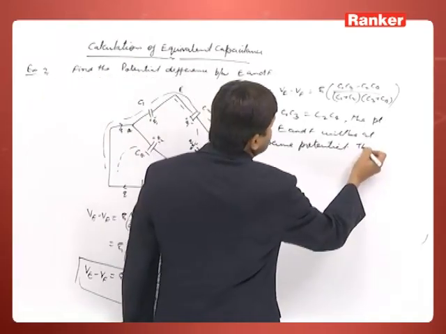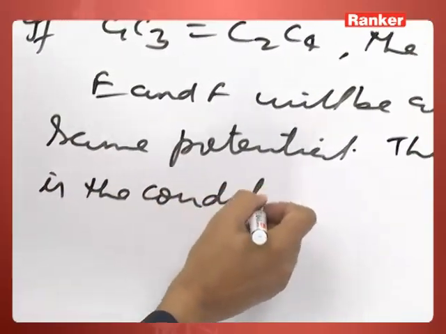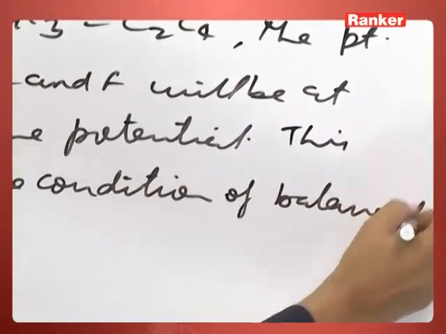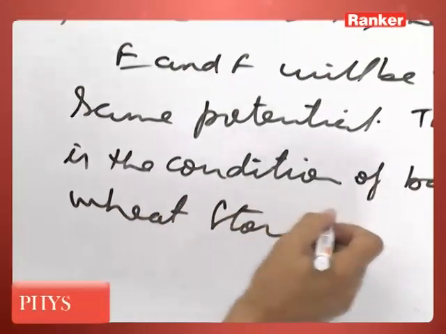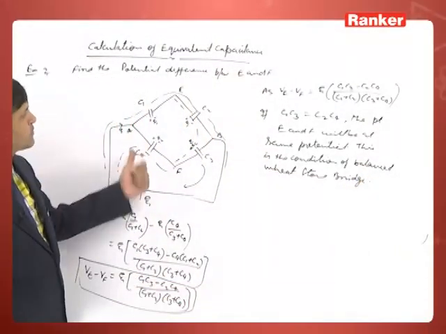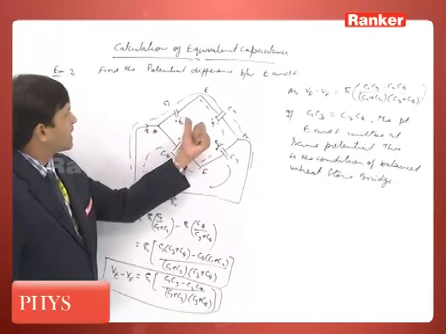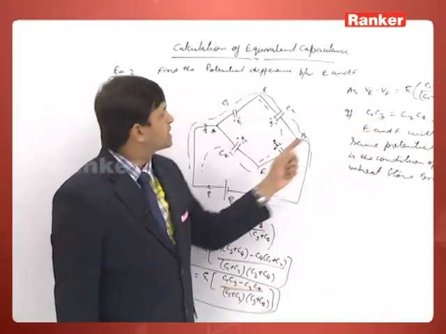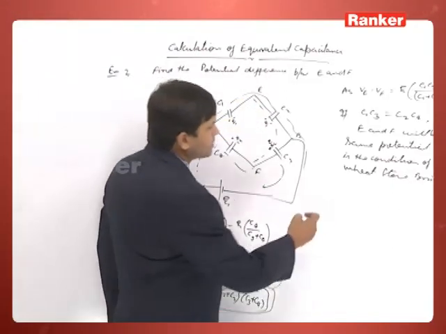This is the condition of balanced Wheatstone bridge. Balanced Wheatstone bridge. So important result. This is a very, very useful result. Okay, see, if this type of arrangement is there and the product of opposite capacitors C1, C3 is equal to C2 and C4, then the E and F points will be at same potential.